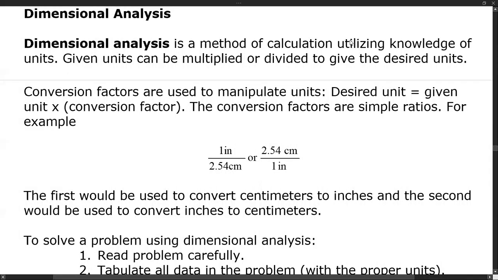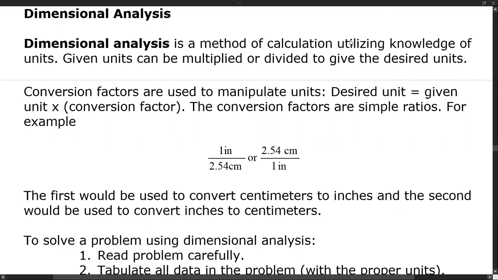Okay, we're going to talk a little bit about dimensional analysis. Dimensional analysis is just a method of calculation given our knowledge of units. The given units can be multiplied or divided to give the desired units. That is, if the unit's in the numerator, it'll have to be in the denominator of the conversion factor. If it happens to be in the denominator of the unit, it'll have to be in the numerator of the conversion factor. And we can manipulate that by flipping the conversion factor over.